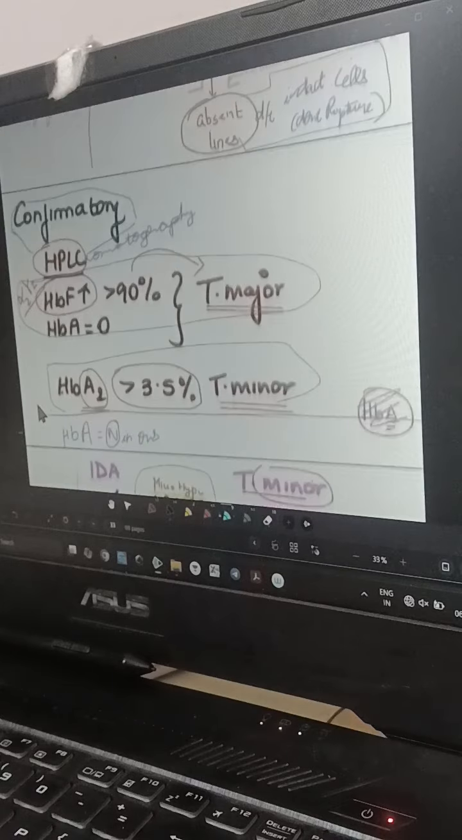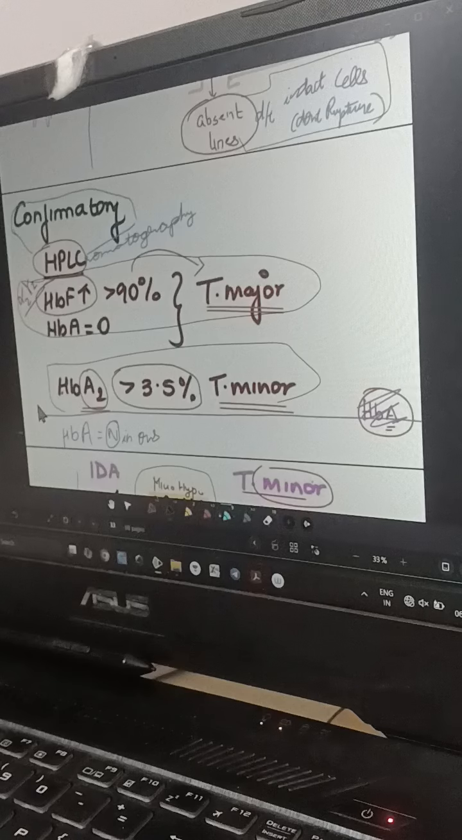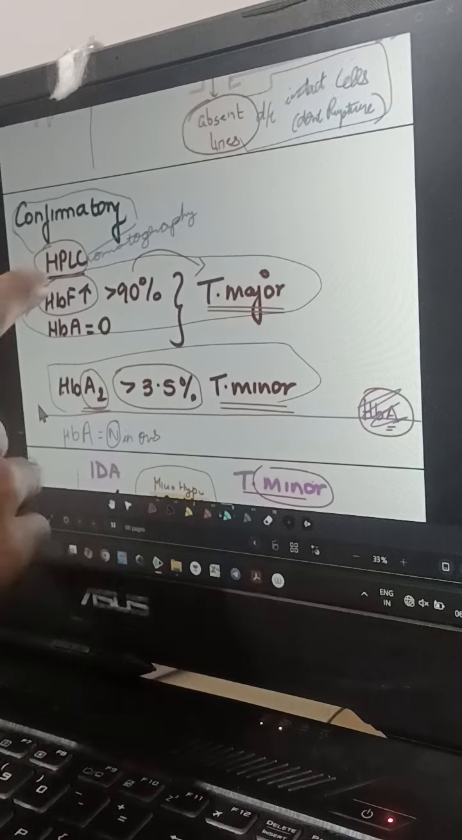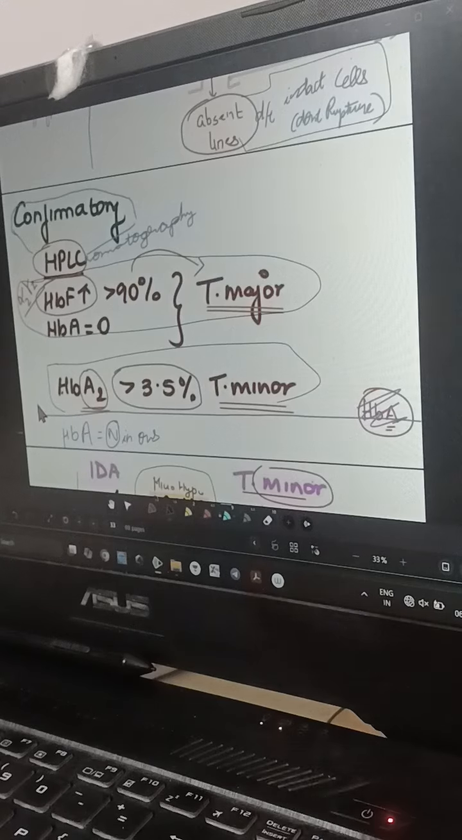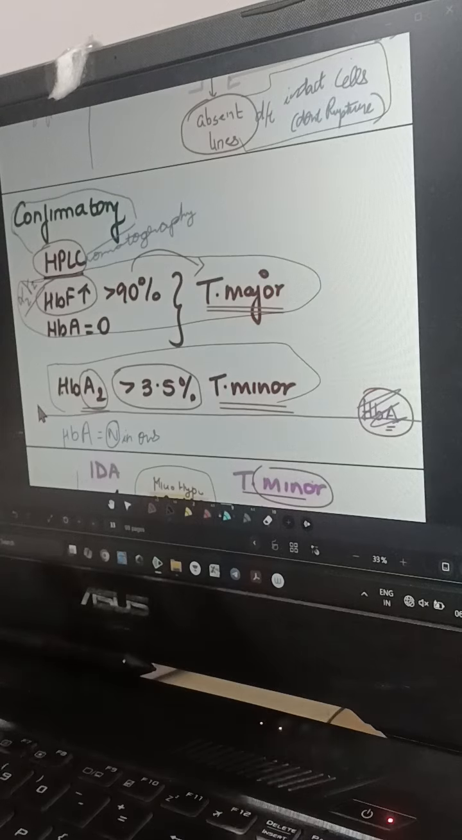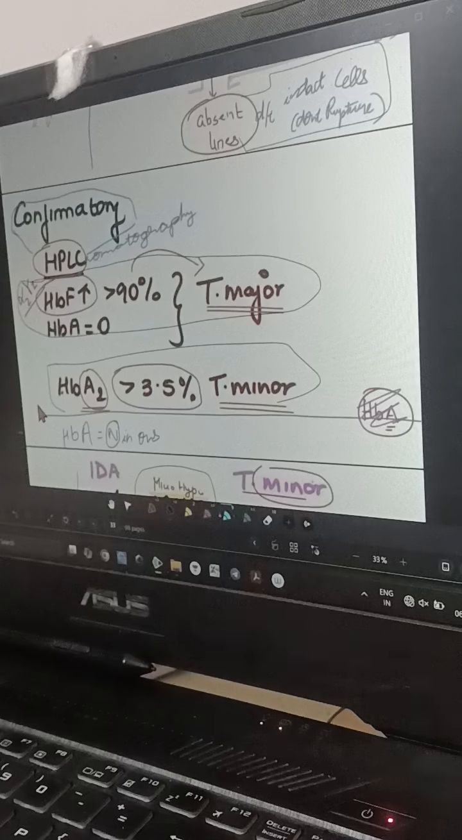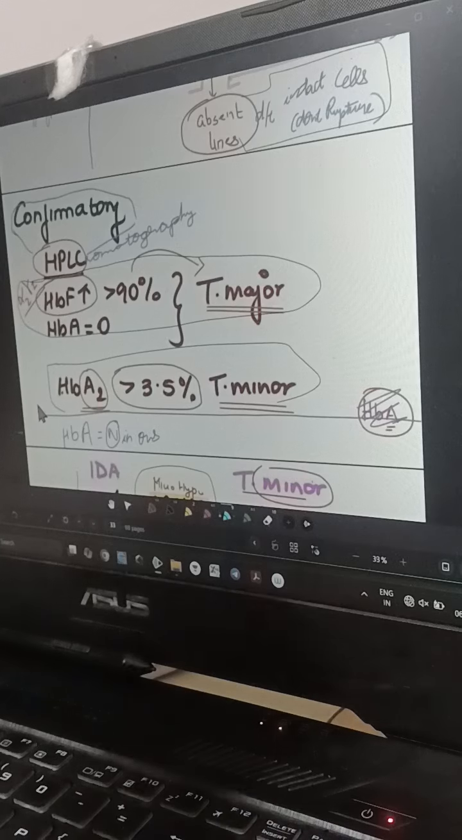Apart from that, let us talk about the blood picture. So we do a test which is the gold standard, that is high performance liquid chromatography. It will tell you the hemoglobin that is present in that RBC, right? It will show you that HbF, that is alpha 2 gamma 2, is more than 90% in this patient. And it will also tell you that HbA, the adult form, is not there.